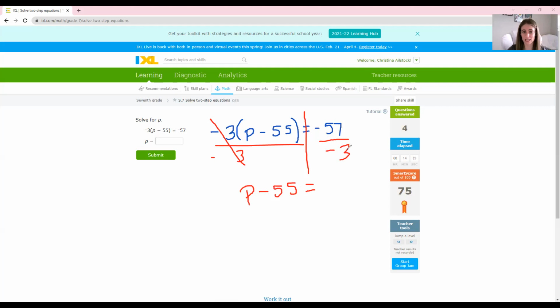-57 divided by -3. Remember, with multiplication and division, if your signs are the same, your answer will always be positive. If your signs are different, your answer will always be negative. So in this case, a negative divided by a negative is a positive. We would have a positive 19.